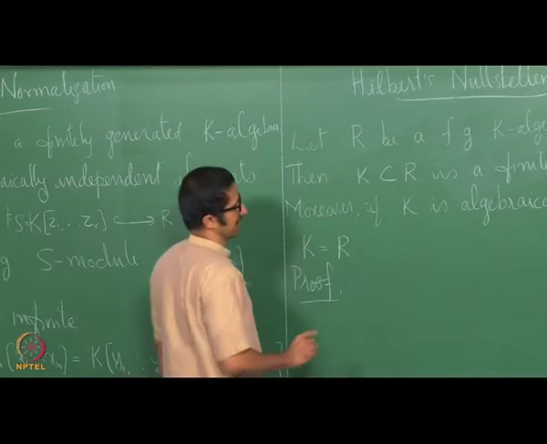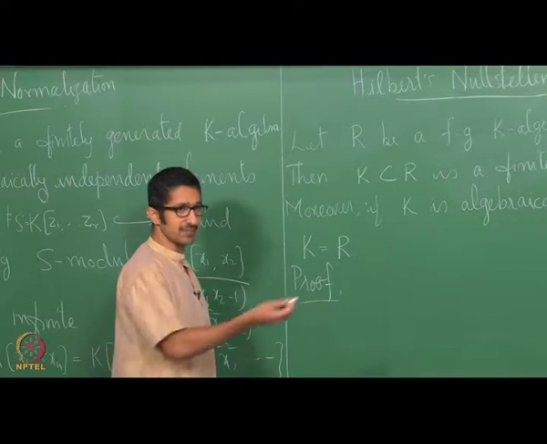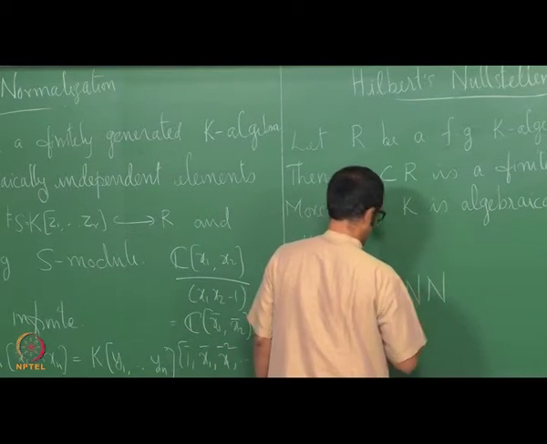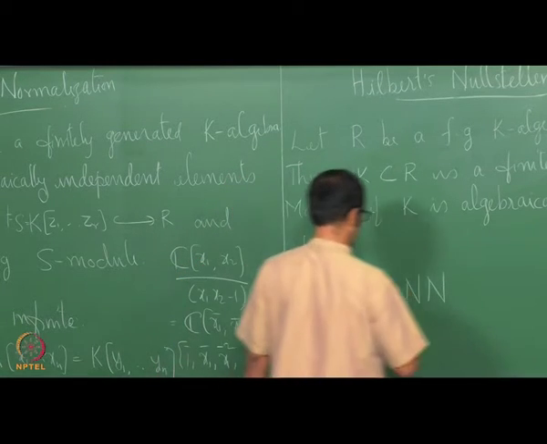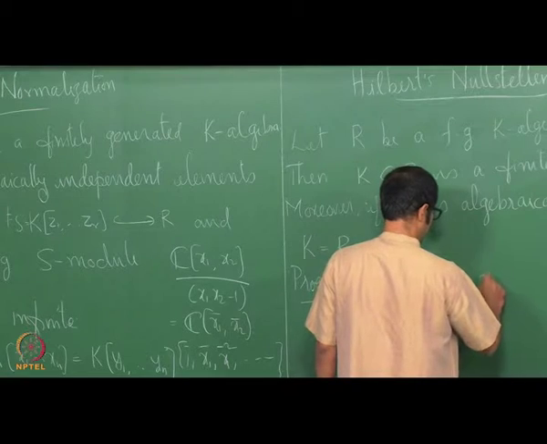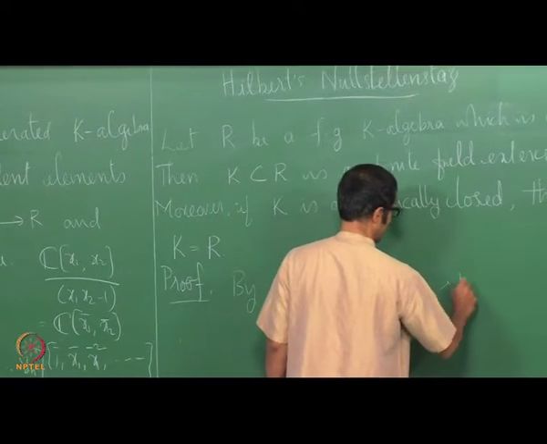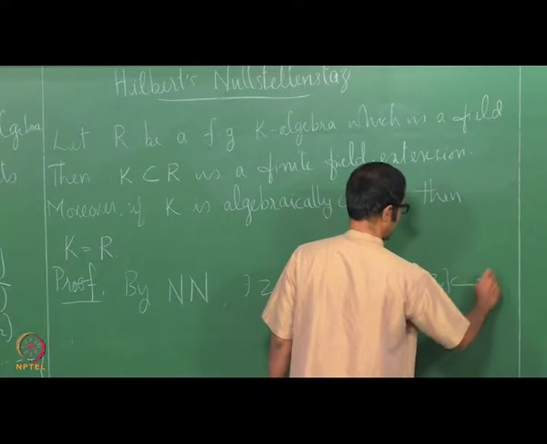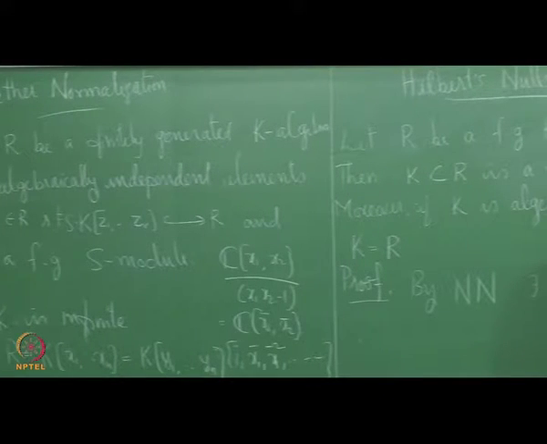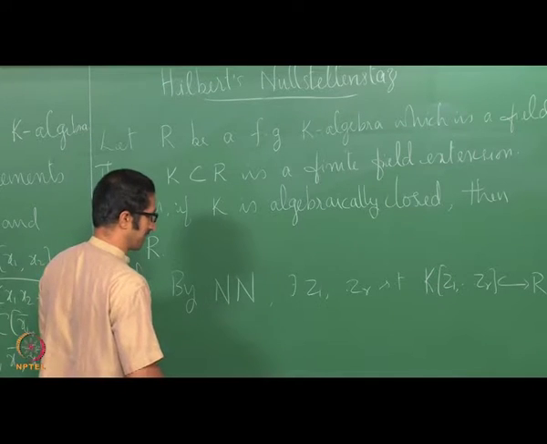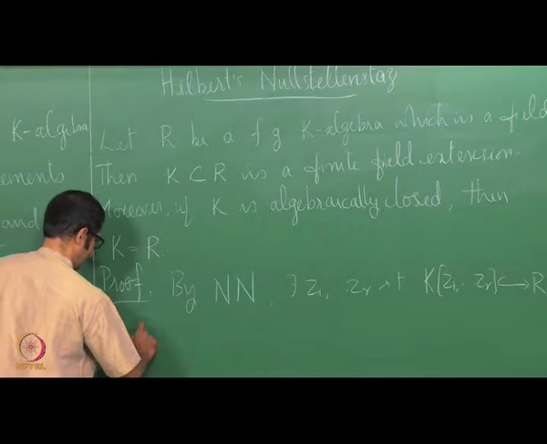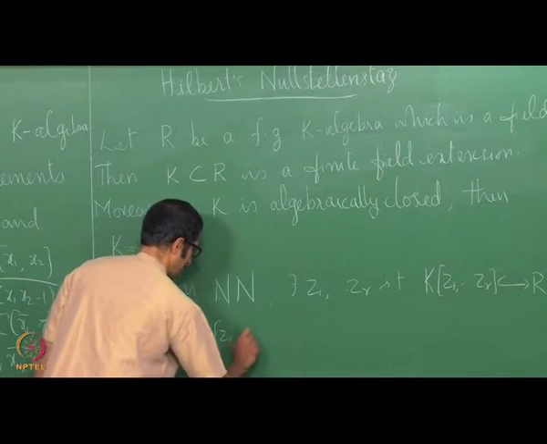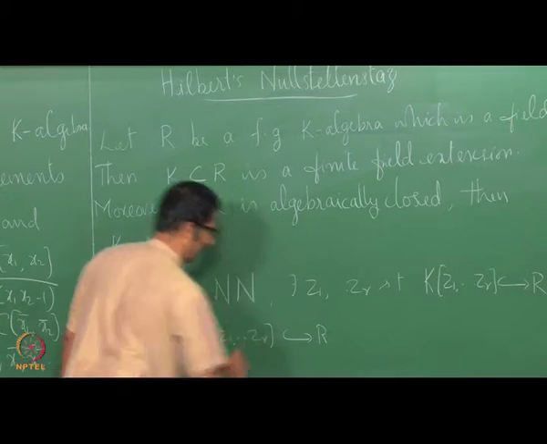So, R is a finitely generated K algebra. Now, we have the Noether normalization which says there exist Z1 up to Zr such that K[Z1, ..., Zr] is contained in R. Now, R is a field. So, I have K contained in K[Z1, ..., Zr] contained in R.